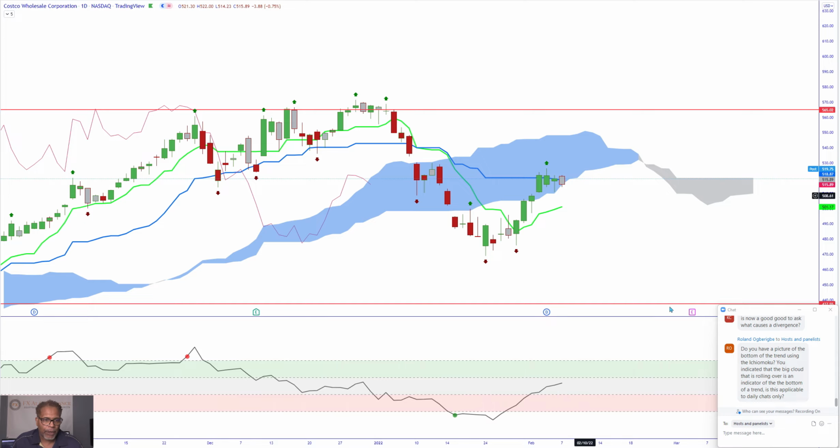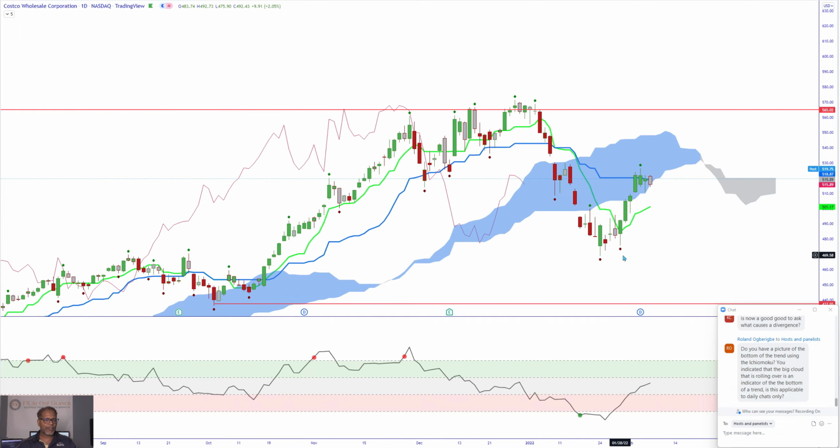I'll be long here. Do you have a picture of the bottom of the trend using the Ichimoku? I'm not sure what you're asking me with that. You indicated that the big cloud rolling over is an indicator of the bottom of a trend. Is this applicable to daily charts only? No, this is applicable to all charts.